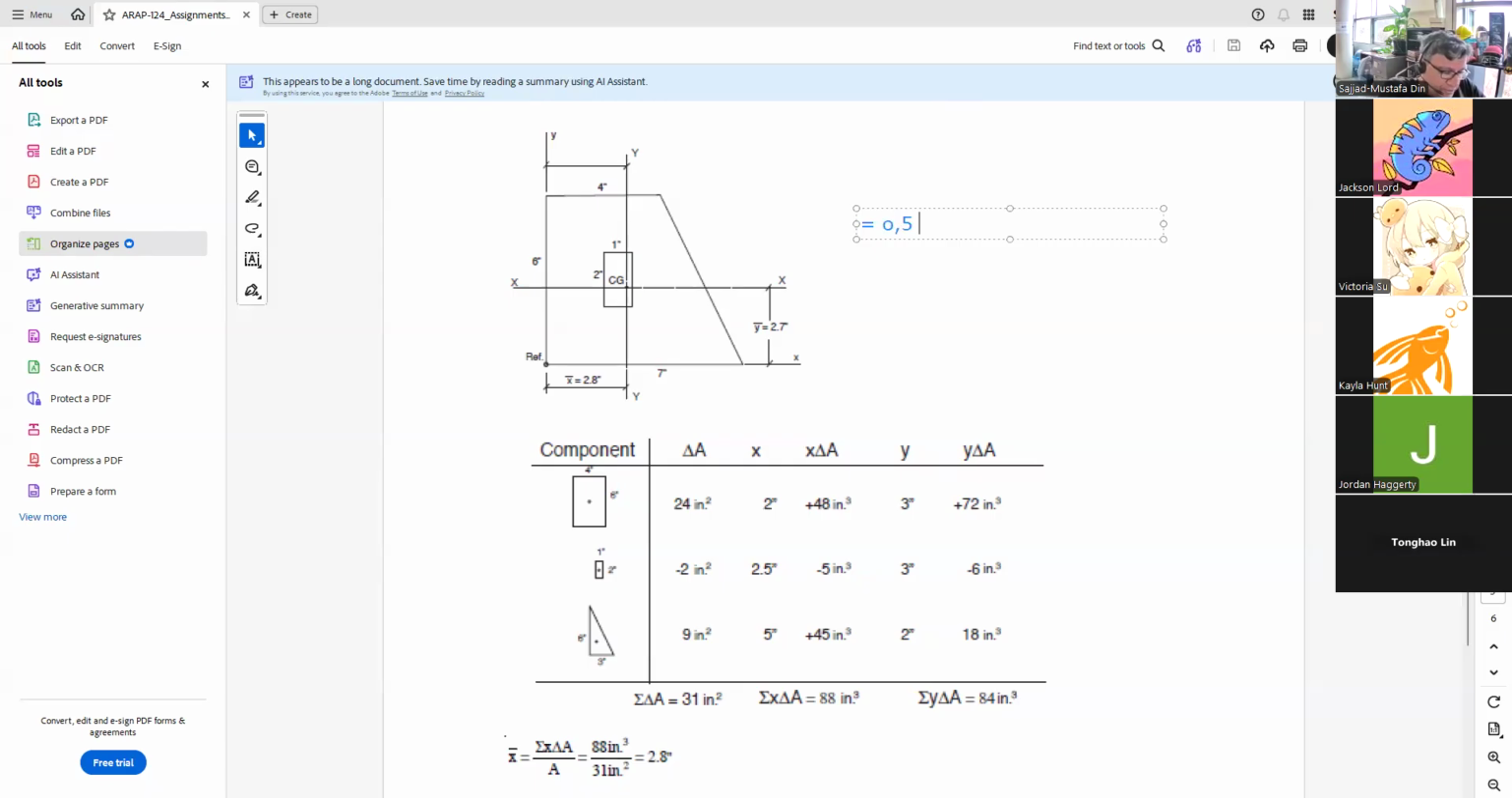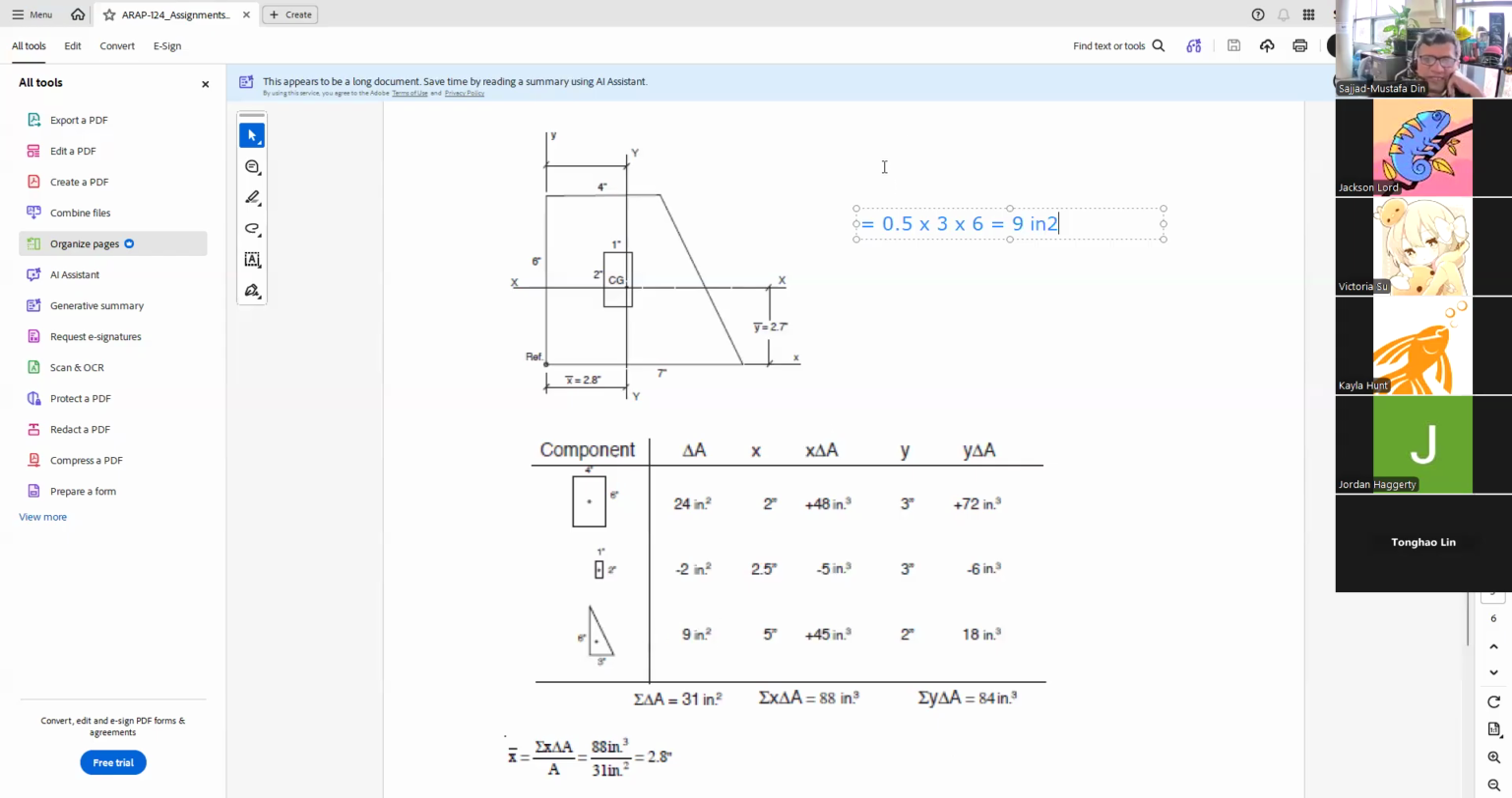So half base times height is going to be equal to 0.5 times, the base is going to be 7 minus 4, 3, times the height. That's 6. So what is that equal to? It's equal to 9 square inches. And there you go, you've got that right here. Now, because that is an actual part of the shape, that's not going to be a negative. That's going to be a positive.